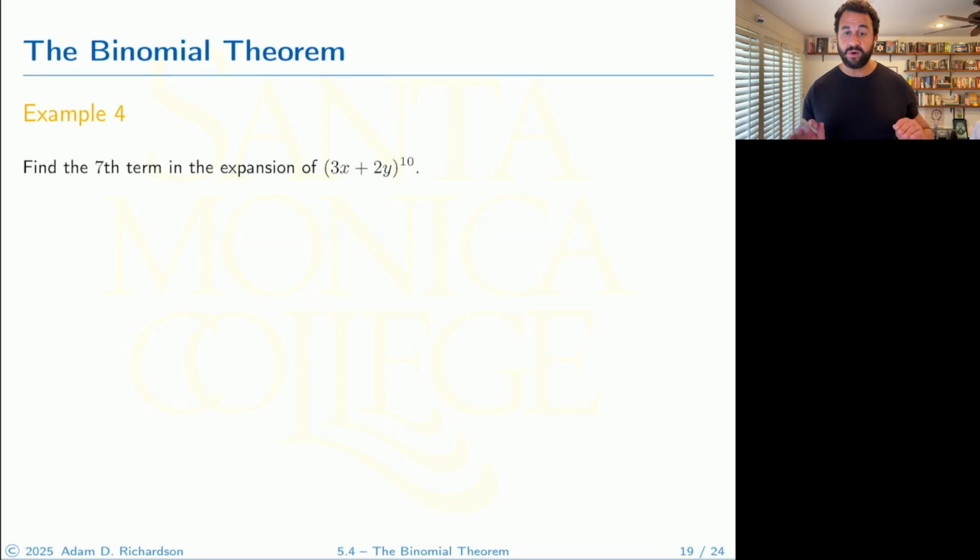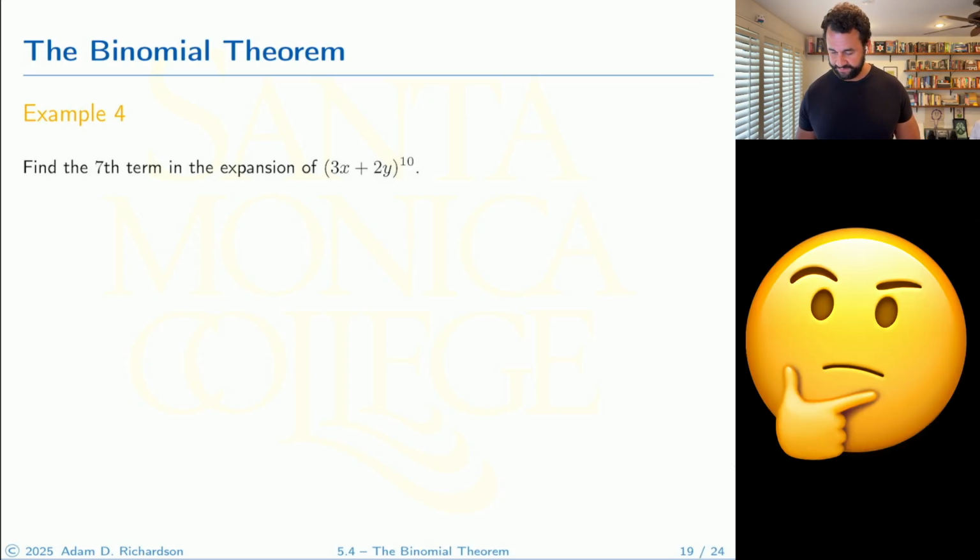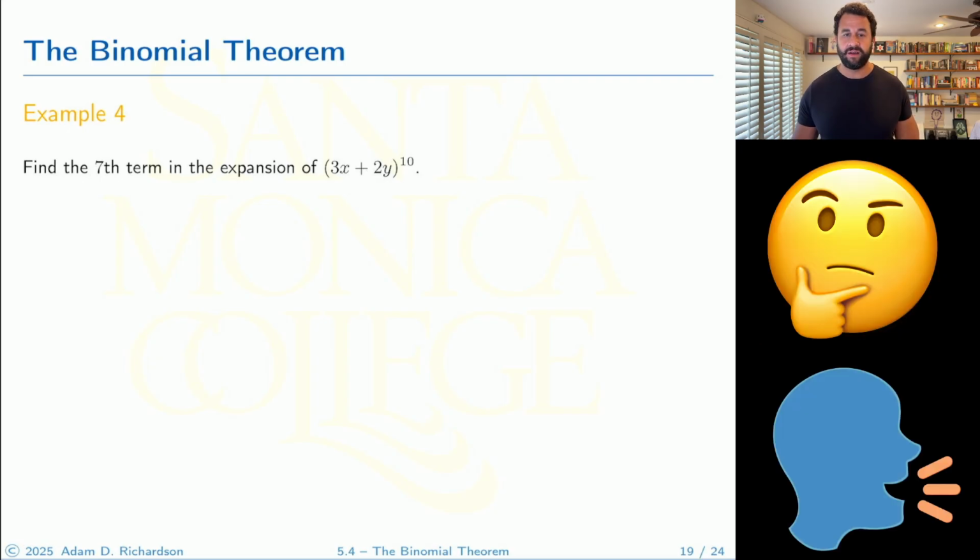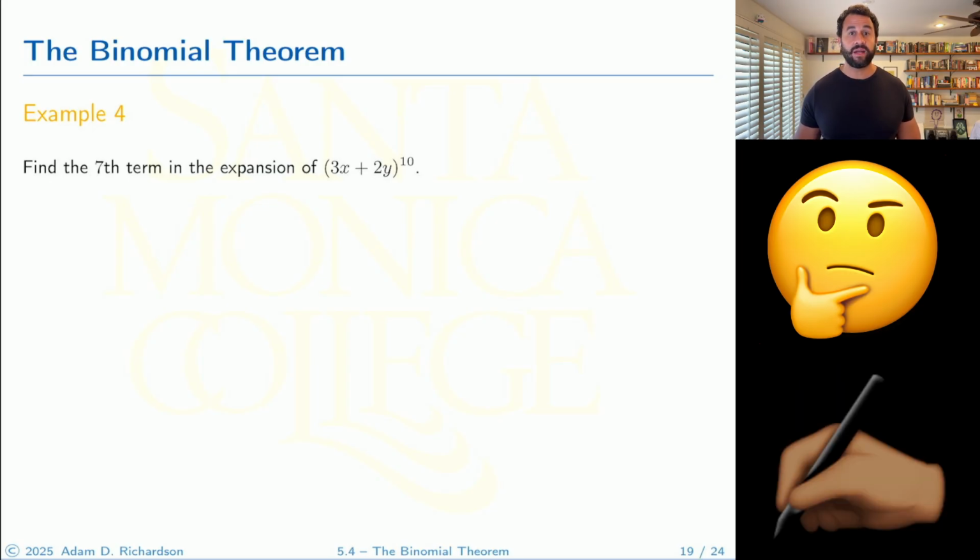All right, now here's one that I want you to try, okay? So I want you to find the seventh term in the expansion of this binomial, 3x plus 2y to the 10th, all right? So ponder that for a second. Okay. Now say something out loud. Maybe do you remember the formula for the k plus one-th term in a binomial expansion? All right. Now try to work it out on your own.